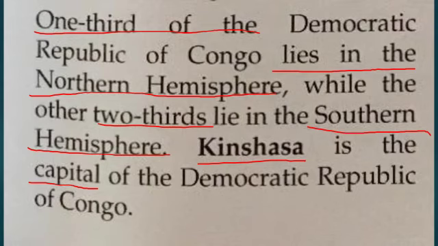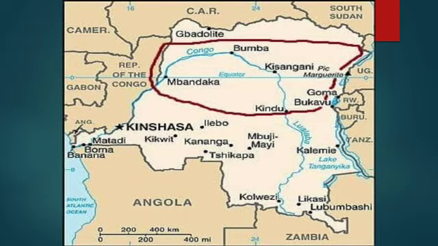One third of the Democratic Republic of Congo lies in northern hemisphere. As you can see, this is map of DRC and one third of DRC is above equator. That's why it is in northern hemisphere, while the other two thirds lie in the southern hemisphere, below the equator. Kinshasa is capital of the DRC.